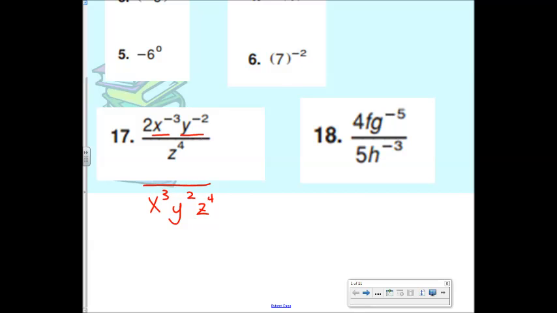So then what goes on the top? 2. Just the 2, and that's it. Okay? So again, the only things you move are things that have negative exponents. Now, what does a negative exponent mean? That it's not in the right place. Okay, it's an indicator that it's not in the right spot, but what does it actually mean?